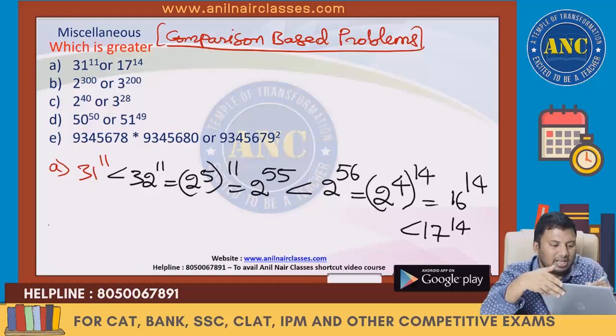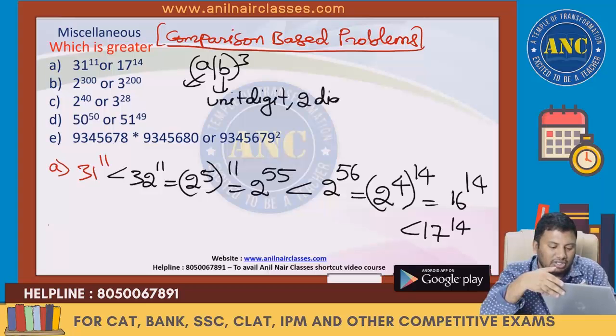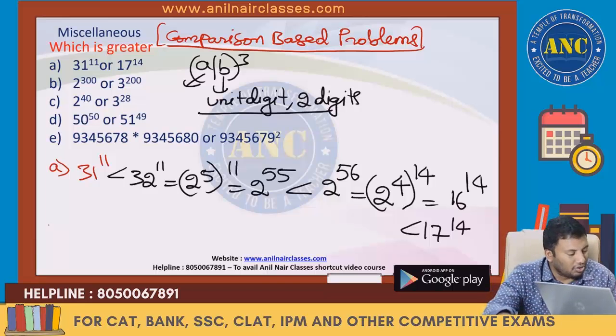Yes, Priya, if you take (a plus b) whole cube, whether b takes a unit digit or b takes 2 digits, the answer will not change. Right? Good. You are right. These are beautiful questions, sir.